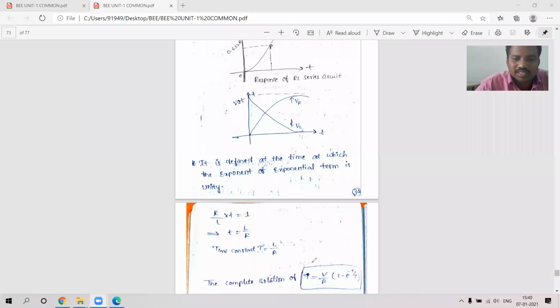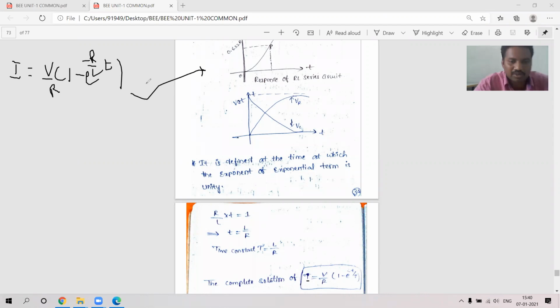Here if I consider the time constant, because of the exponent of the exponential term, we got I as what? We got current I as V by R into 1 minus e power of minus R by L into T. This is the equation we actually got. So for this, the graph is this one, and this value is 0.632. How is this 0.632 there?